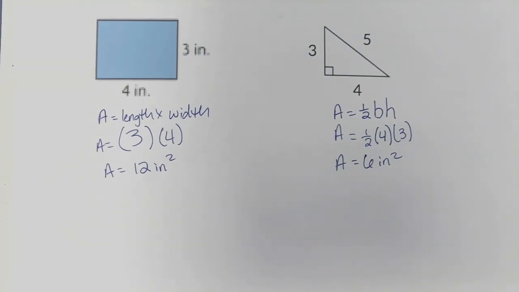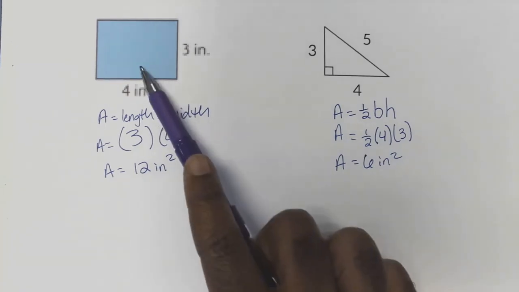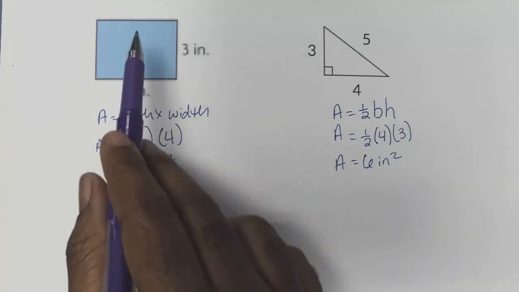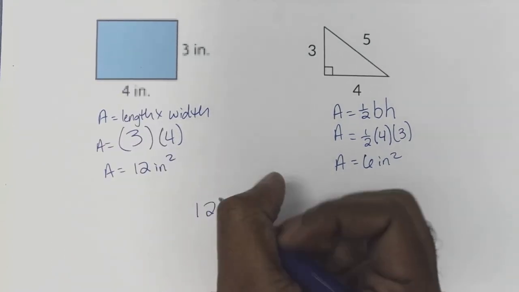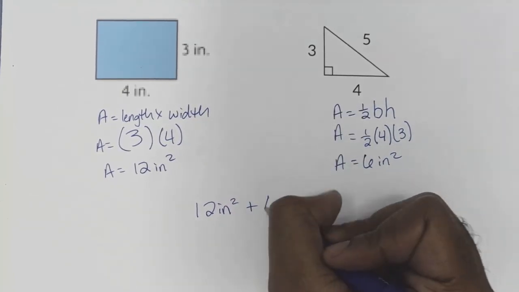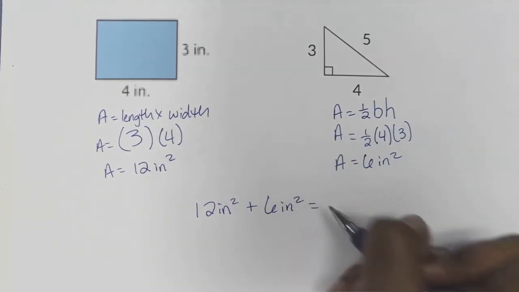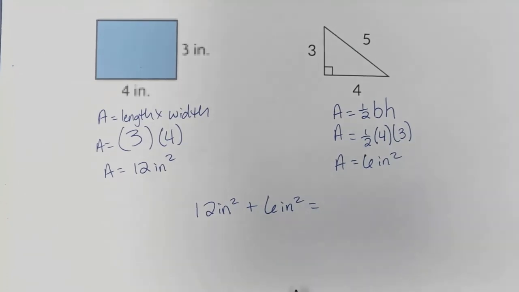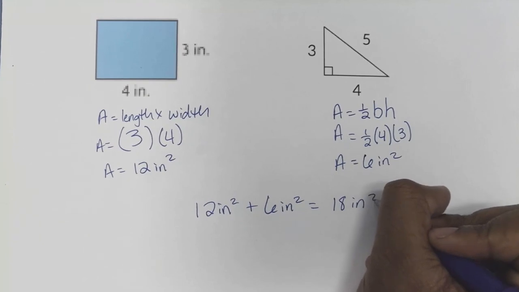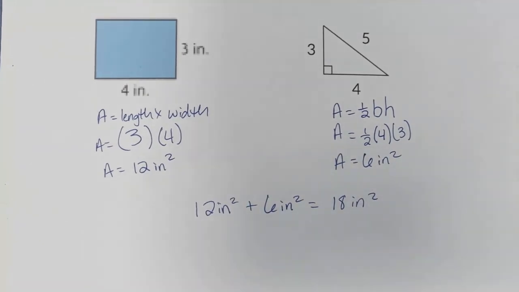So what operation would you use to find the total area of both shapes? Correct, I would use addition. So if I know the area of this shape is 12 inches squared, plus the area of this shape, which is 6 inches squared, total area is going to be 18 inches squared. Good job.